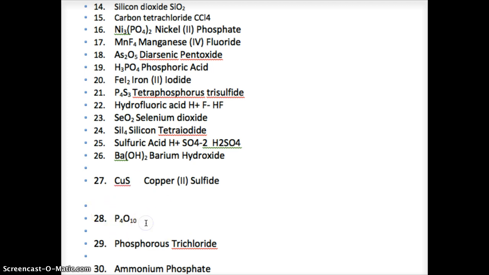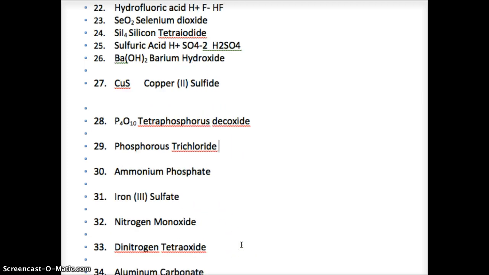All right, number 28, we've got 2 nonmetals here, so we'll follow our nonmetal naming rules. There's 4 phosphorus, so tetraphosphorus, and there's 10 oxygen, so 10 is deca, so it becomes decoxide. All right, number 29, phosphorus trichloride. Same thing, you're dealing with 2 nonmetals, plus you see the mono, di, tri, so you know you're going to just do what it tells you. So phosphorus trichloride, whoops, little l.